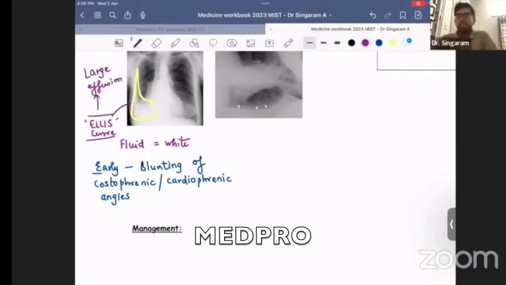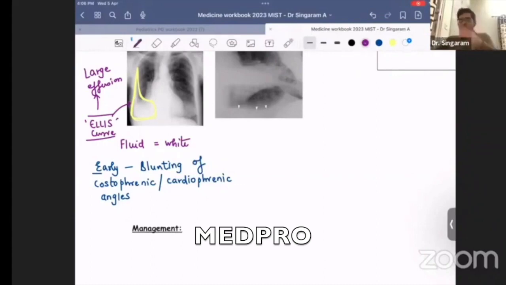So, two important X-ray findings. These are the limited pictures I have, which I am sharing with you. Costophrenic angles and cardiophrenic angles will be blunted. And in late cases, when so much fluid accumulates, you will get a curve called the Ellis curve, which will be pointed towards the apex areas. Are you able to follow this? Everybody able to follow this? Right, correct, doctors. Very good.